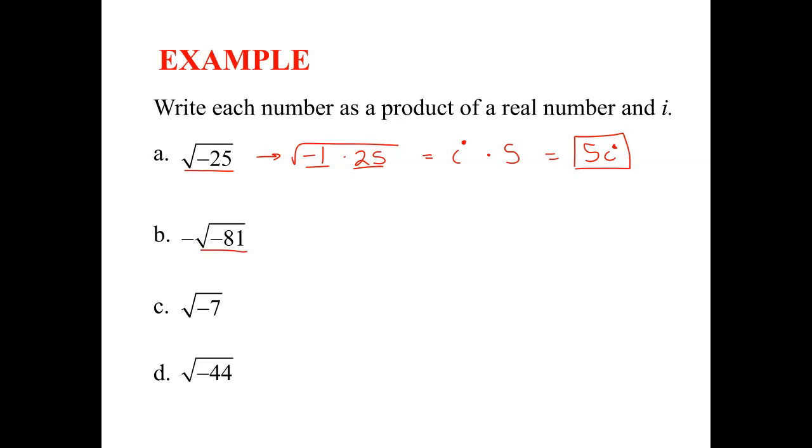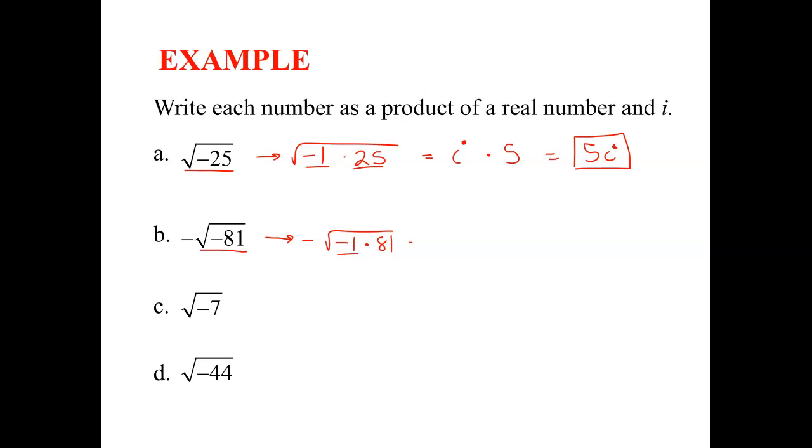Negative 81. What am I going to split it into? Negative 1 and 81. Always start with negative 1. Make sure you get that out. It's so important. You factor out that negative 1 first before you do anything else. Okay? Is 81 a perfect square? Yes. Good. So I don't need to break it up any further.